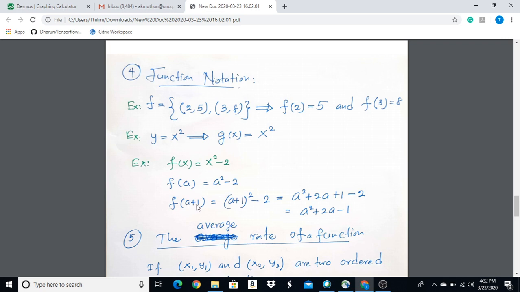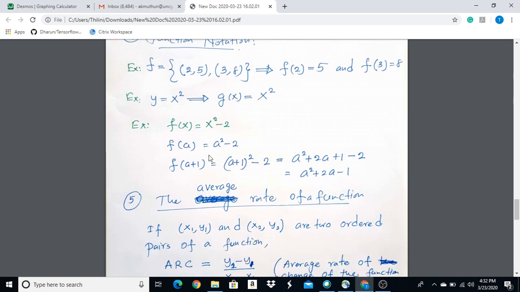So let's see what happens if I plug in a plus 1. I'm plugging a plus 1 into the f function. It takes the second power of the number that I plugged in, a plus 1, so it's a plus 1 to the power 2, and subtract 2. This product can be distributed, so this is a squared plus 2a plus 1, and we have minus 2 sitting here. Now if you simplify, you get a squared plus 2a minus 1.